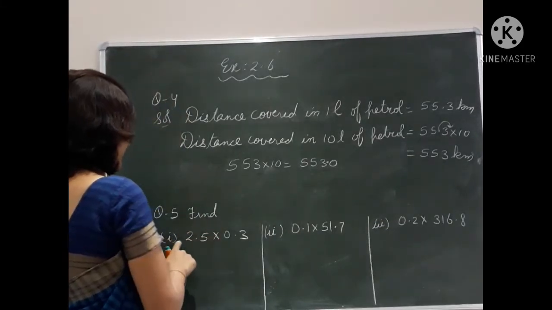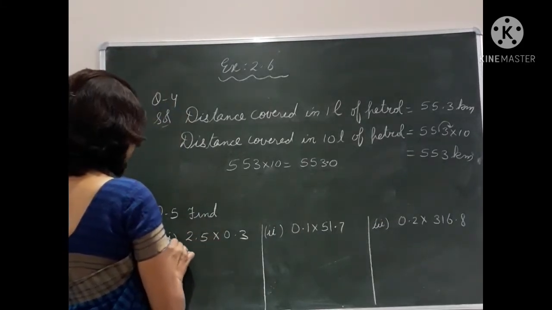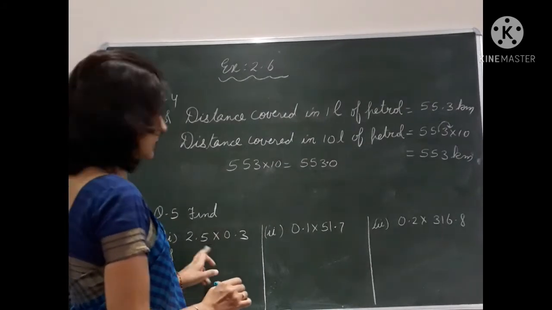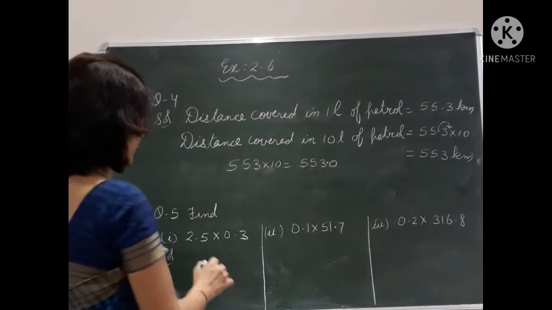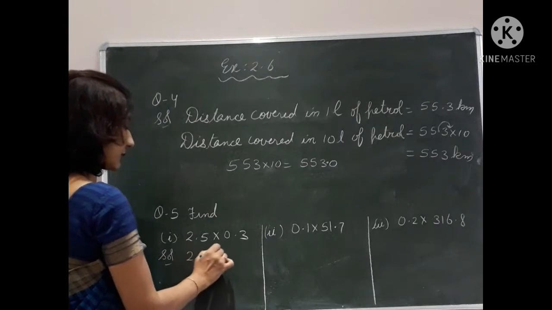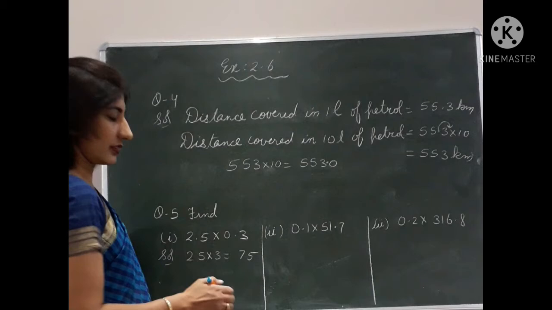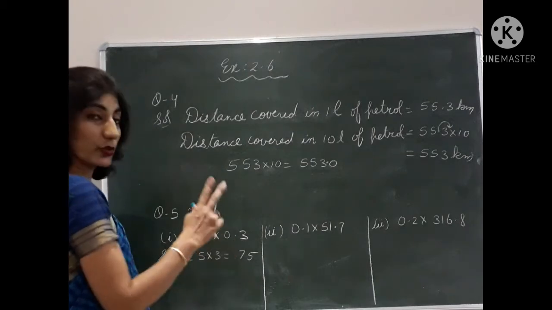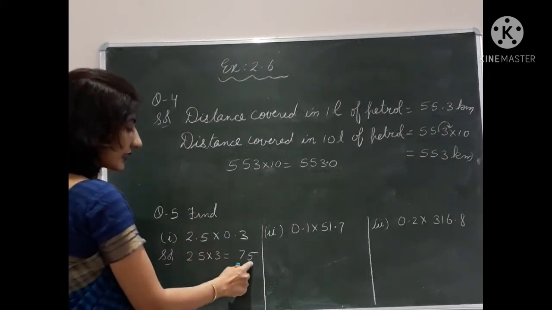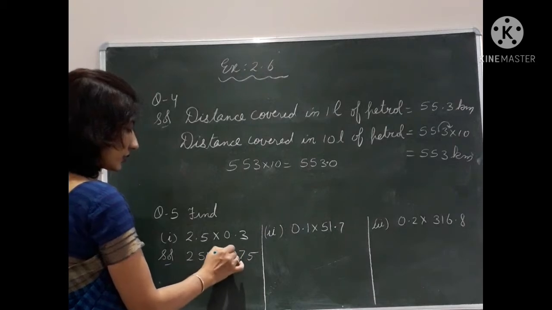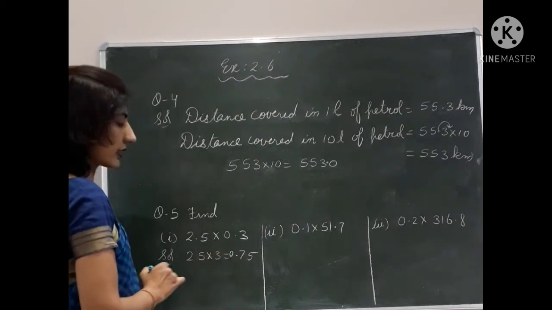Question number 5. Find 2.5 multiplied by 0.3. A decimal multiplied by another decimal. So what will I do? 25 multiplied by 3 is 75. Count the number of digits after the decimal: here 1 and here 1, 2 digits. Starting from the right hand side, leave 2 digits and put a decimal. So the answer will be 0.75.